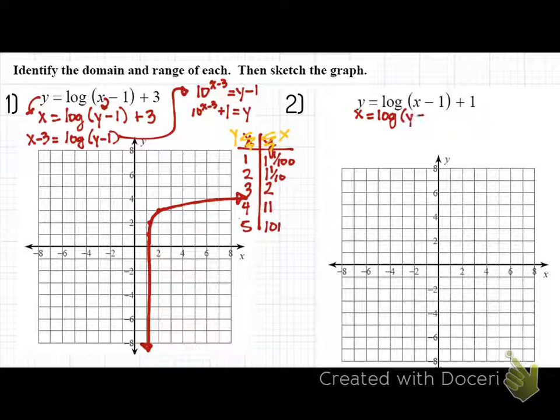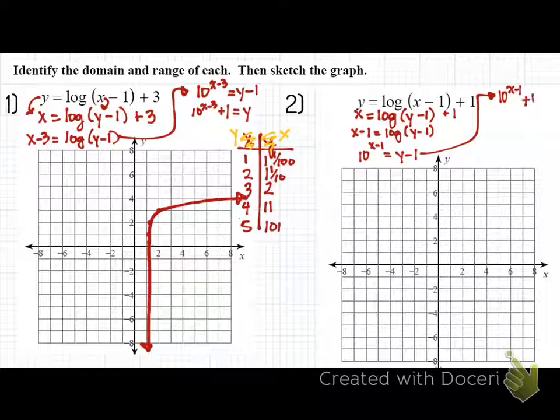So we're going to say x is equal to the common log of y minus 1, all plus 1. Then I want to isolate the log, so I'm going to subtract 1 on both sides. So we have x minus 1 is equal to the common log of y minus 1. And now we could convert it into an exponential equation. So we got 10 to the x minus 1 is equal to y minus 1. And then I'm going to add 1 to both sides. So 10 to the x minus 1, plus 1, is equal to y. Okay? I just did everything that I would have done on number 1. Nothing new. Just different numbers.